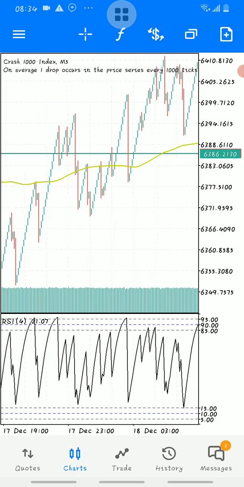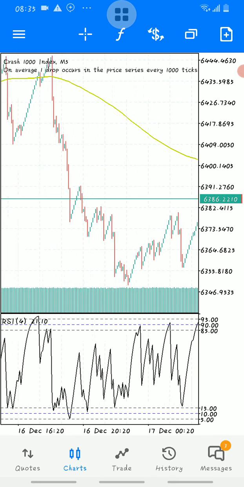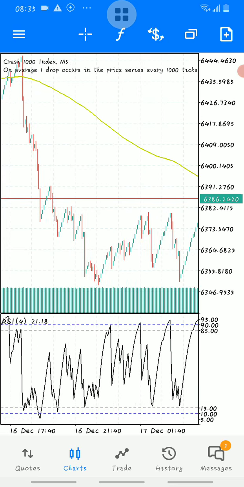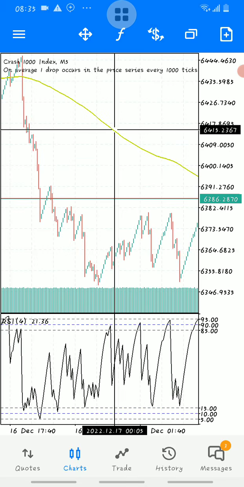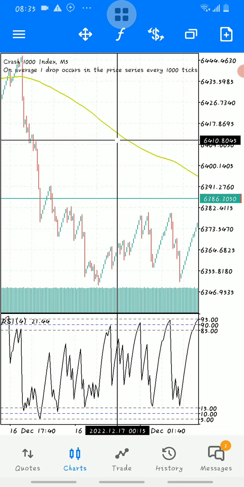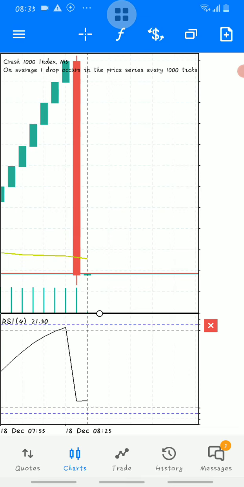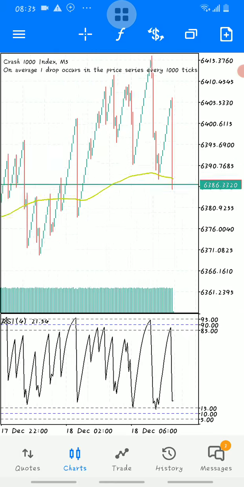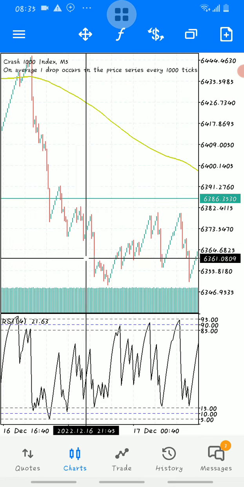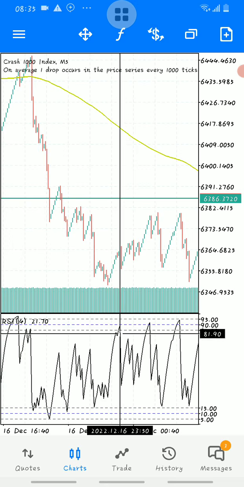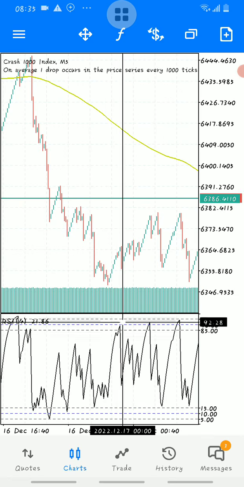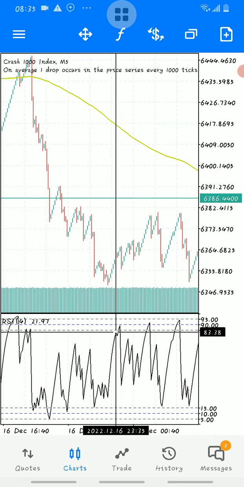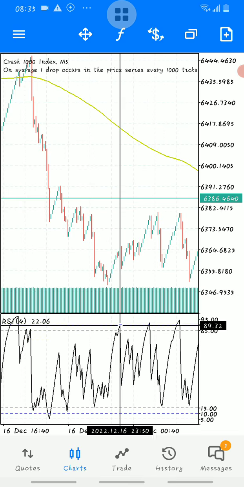How do you enter a trade? Because this is Crash 1000, you wait for the moving average 200, this line, to be above the chart. Once it is above the chart, that is the first confirmation. The second confirmation is that you wait for the RSI period 4 to touch the 85 level, and then you take your trade. If the spike doesn't come after the 85 level, you wait for it to touch the 90 level, you take another trade, and then the spikes will come.